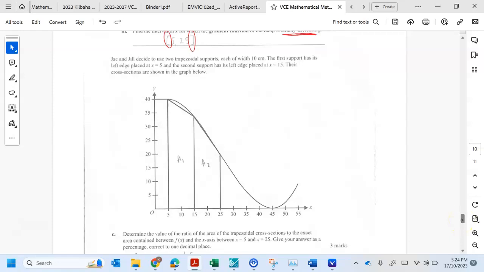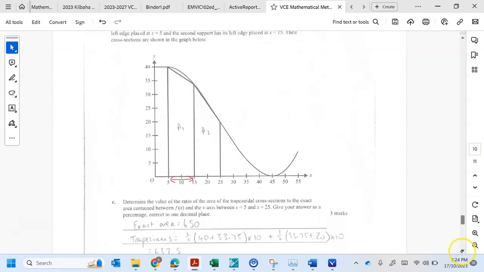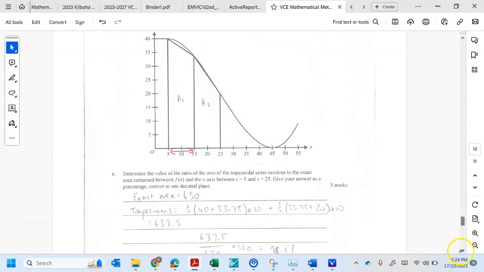Okay, so Jack and Jill decide to use 2 trapezoidal supports, each of width 10 centimeters. So you can see here we've got a width of 10. I've labeled it area 1 and area 2. Two trapeziums, I've just used the formula I showed you before: area equals a half (A plus B) times height. You can use that, or you can use the formula on your formula sheet. I just think for two trapeziums, it's easy just to do it like that.